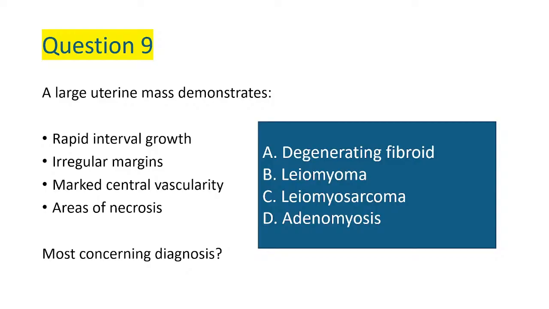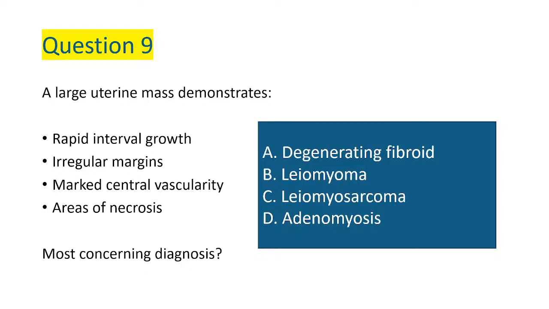Question number 9. A large uterine mass demonstrates rapid interval growth, irregular margins, marked central vascularity, areas of necrosis. What is the most likely diagnosis? A. Degenerating fibroid. B. Leiomyoma. C. Leiomyosarcoma. D. Adenomyosis. What are the key words? It's a rapid interval growth of the mass, irregular margins, marked central vascularity, and areas of necrosis. So a rapidly growing mass with central vascularity and areas of necrosis is in keeping with leiomyosarcoma.